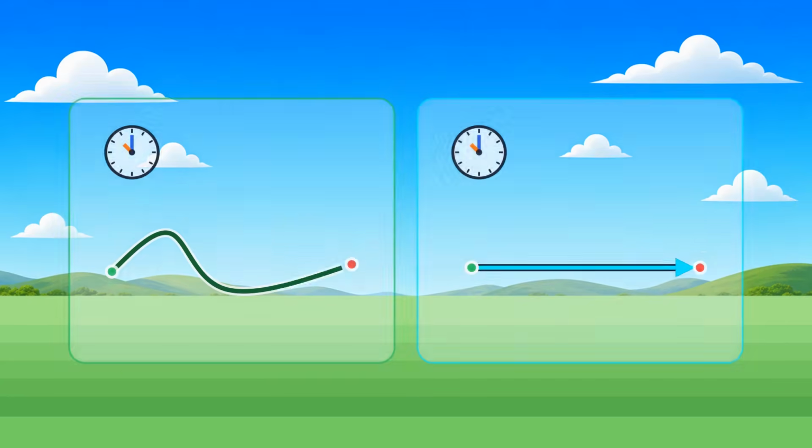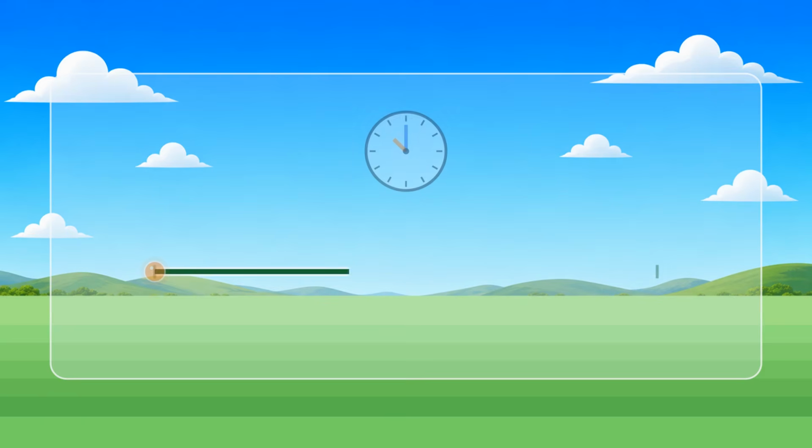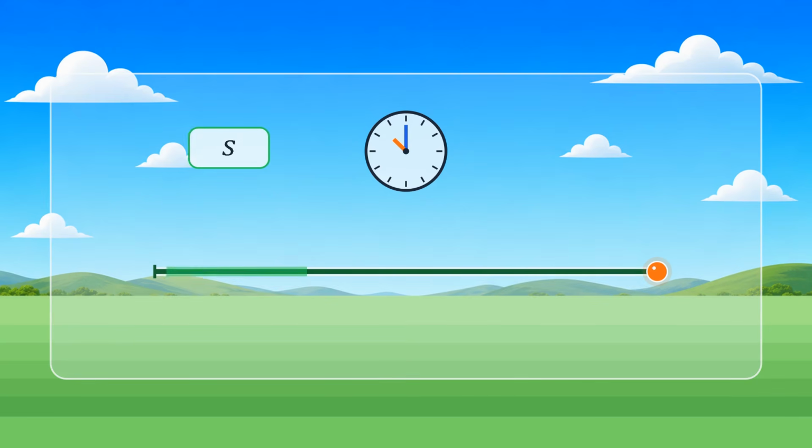This leads to two related but different rates. Speed compares distance with time. Velocity compares displacement with time. For now, the key idea is simple: speed appears only when we consider motion together with time. So in a problem, asking how far is not enough. We must also ask, how much time?